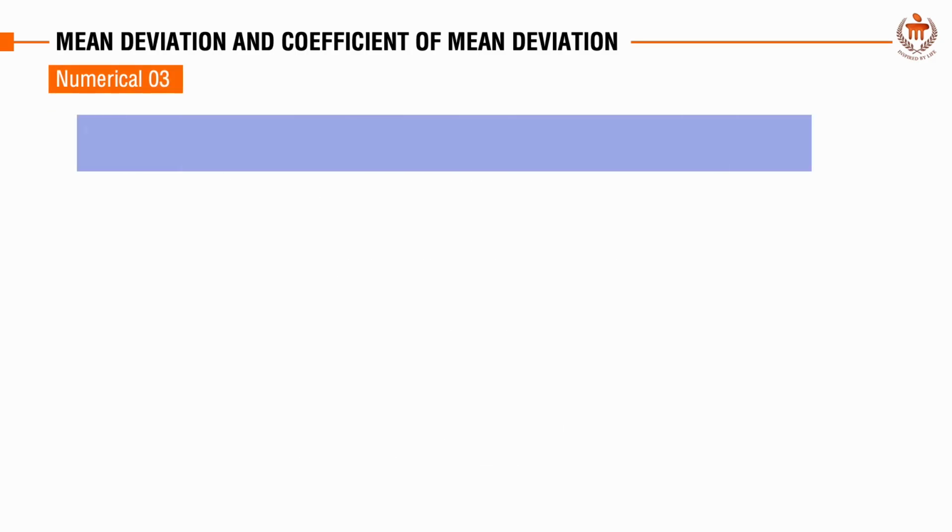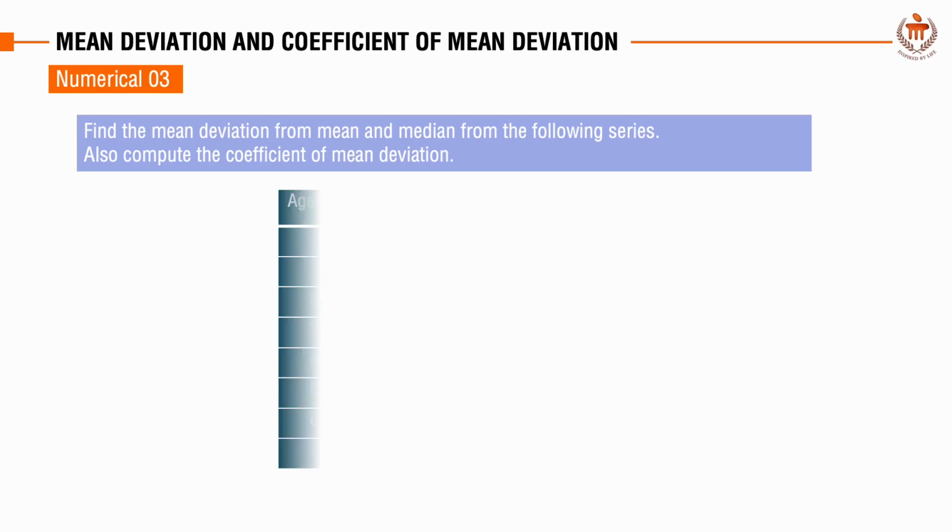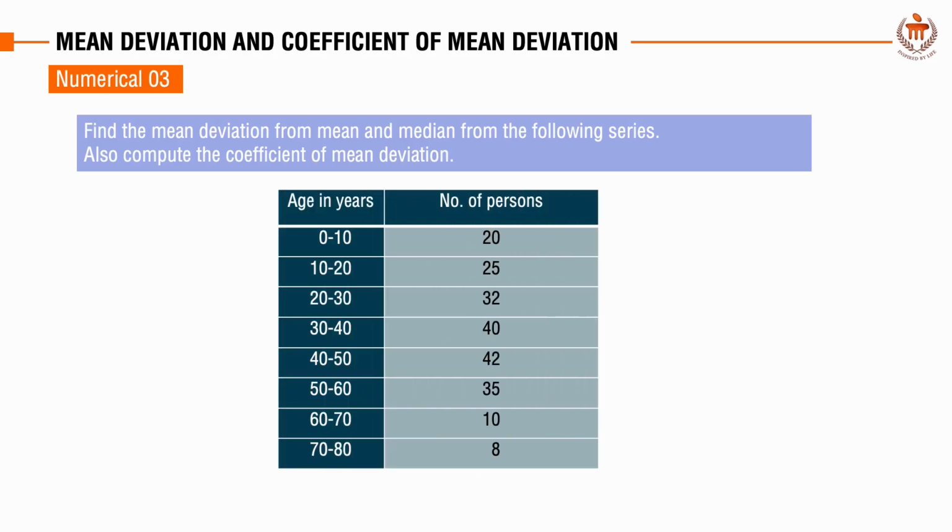Another numerical: find the mean deviation from mean and median from the following series. Also compute their coefficient of mean deviation. Here the class intervals with frequency are given to us. Whenever we are calculating the median, we need cumulative frequency. For mean calculation, we can either apply sum of fx by sum of f, or we can use the step deviation method like what we have done in the last class.